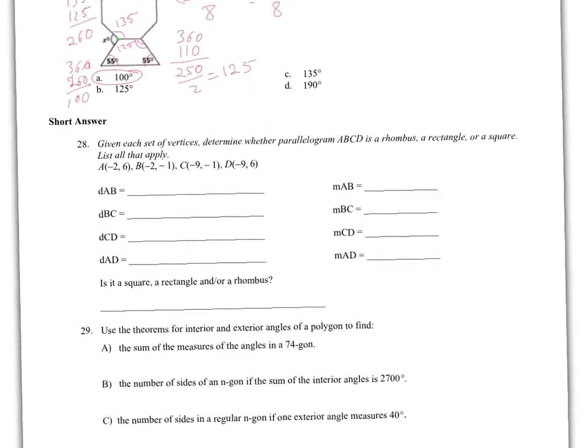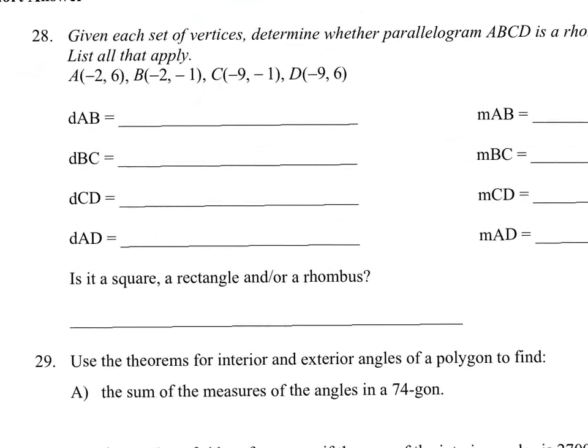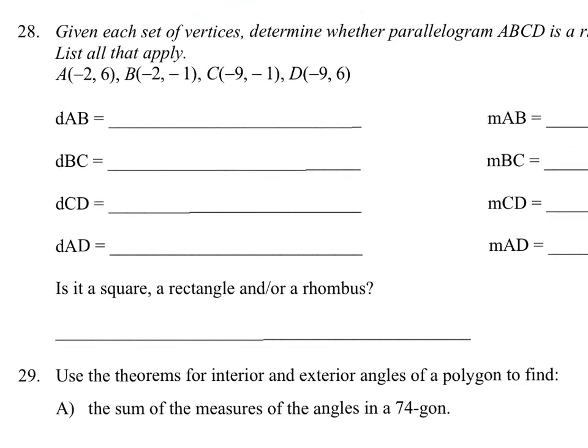Alright, now we get to number 28. This is a tough one. There's a lot of work on this one. We're given the points. We have to determine whether it's a parallelogram or not, and if it is, whether it's a rhombus, rectangle, or square, or all three. So here we have our figure A, B, C, D. We're going to find the distance in these and then the slope in these.